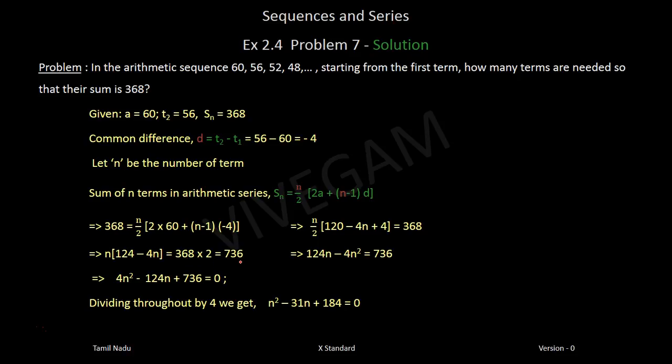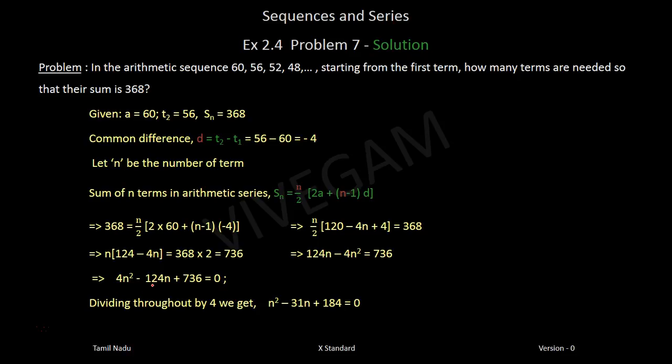Now what you have to do, you multiply it. So you will get 124n minus 4n square equal to 736. Or you can bring everything to this side. So let's make n square positive. So 4n square minus 124n plus 736 equal to 0.